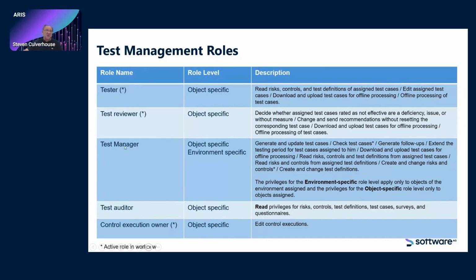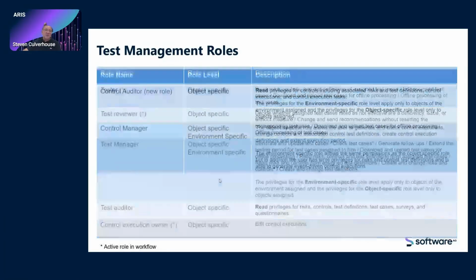Whereas if you are object-specific test manager for sales, you would only see the sales-related tests, because you have an object in modeling that's physically linked to those test cases. So that's the difference between object and environment.